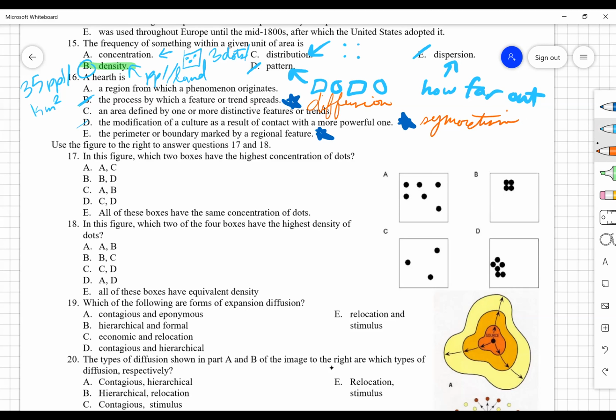3, the perimeter of or boundary marked by a regional feature. So that's not a hearth. So this is just more like your cultural landscape. So now let's examine C and A and see which one is right.